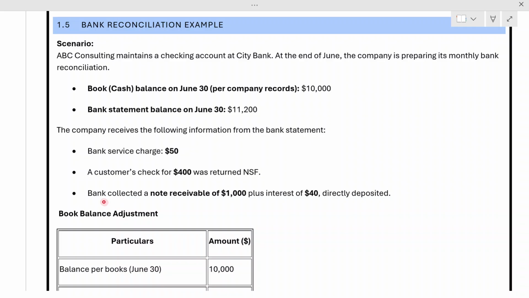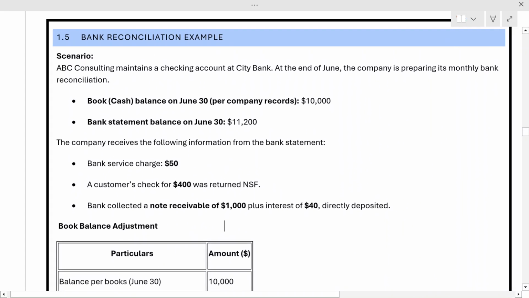And the third situation is that the bank collected a note receivable of $1,000 plus interest of $40, directly deposited. So one customer has directly deposited the note receivable, which is like your debtors, of $1,000 plus an interest of $40, of which you are not aware. Now what will happen in this situation?